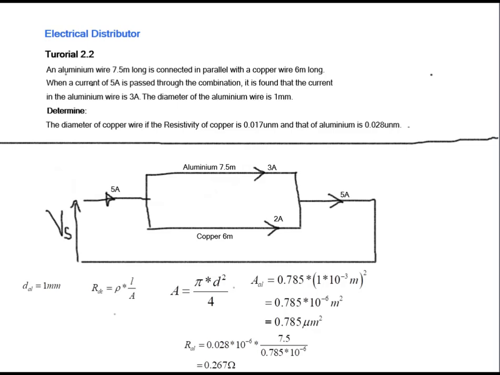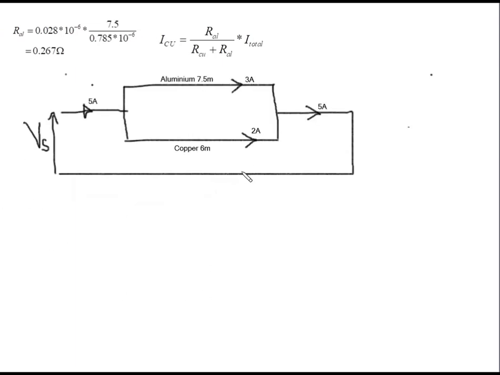So we go ahead. What do we do then? We use our current divider formula, using the resistance of the aluminum to find the resistance of the copper. Now the current divider formula gives us this. From here we can determine this resistance since we have all of this. Where is our circuit? Here is our circuit. What do we have? We know that the copper cable has a current of 2 amps, which is I copper. Then the total current is 5 amps. This resistance, we already calculated, which is 0.267.